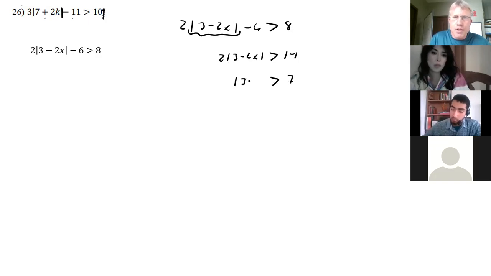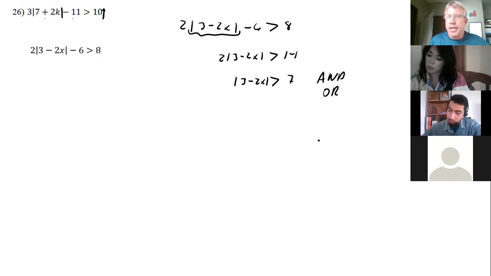Is the absolute value symbol isolated now? It is. Is it on the left-hand side where we like it? It is. And now we just have to decide, is it an and or is it an or? Do we want numbers to get big or do we want them to stay small and close to 0?